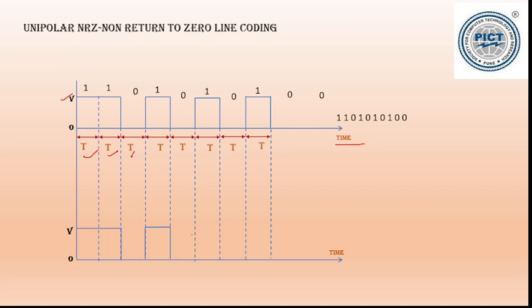Now again 0, so it is at the 0th level only, so this is remaining at the 0 level. Again 1 is coming, it is changing to plus. So this is the representation of the non-return to 0 line coding. So it is not returning to 0, okay, and the bit timing t is remaining the same for every bit.